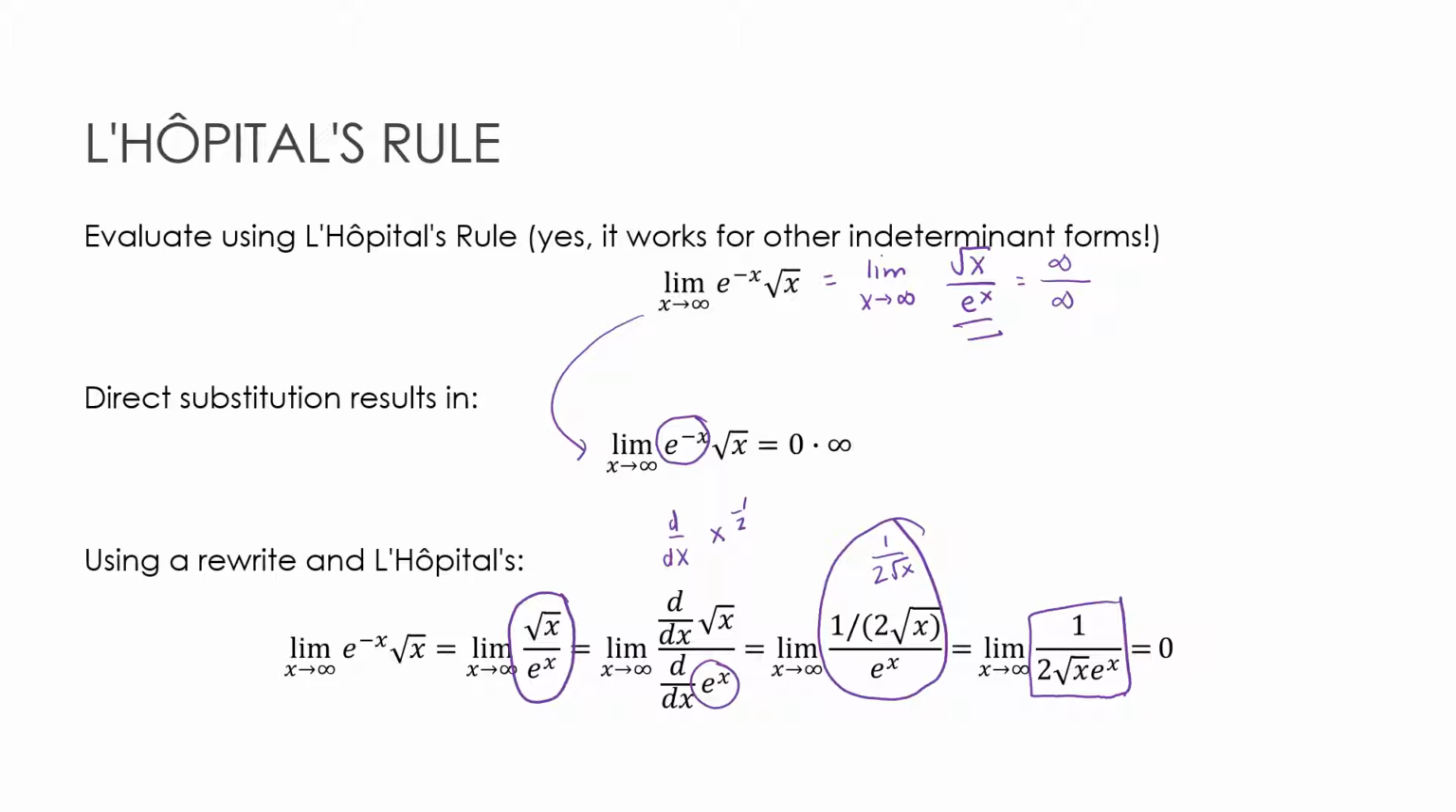Then I said, okay, well, what will happen now if I plug infinity in? So I'm going to get 1 over 2 times a very large number times another very large number. So it's essentially 1 over infinity. Well, what happens when I take 1 divided by an increasingly large number? I get 0.